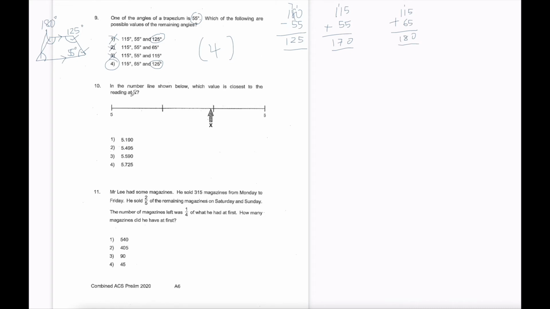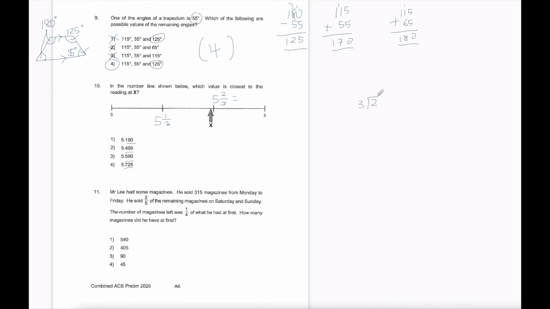Question 10. In the number line shown below, which value is the closest to the reading at x? So x is over here, slightly before this arrow, this line here. So there are 3 spaces and this is a 6. So this is 5 1/3 and this is 5 2/3. Okay, so let's see, 5 2/3. I need the decimals because all of these are in decimals. It will be easier to do this question if 5 2/3 is in decimals, okay?